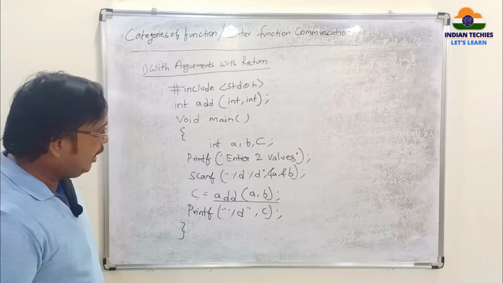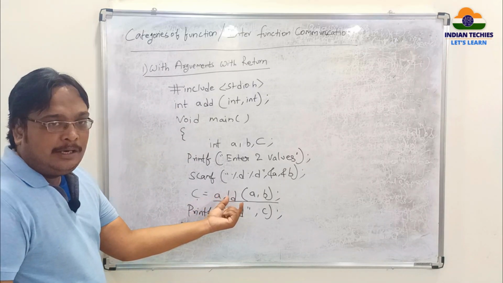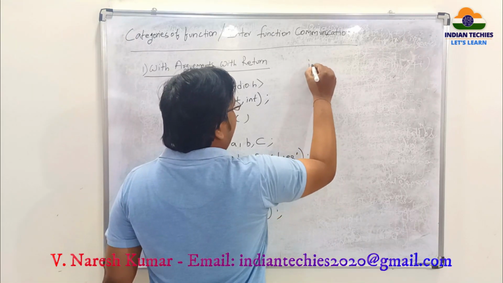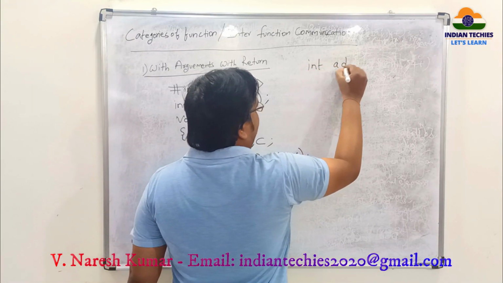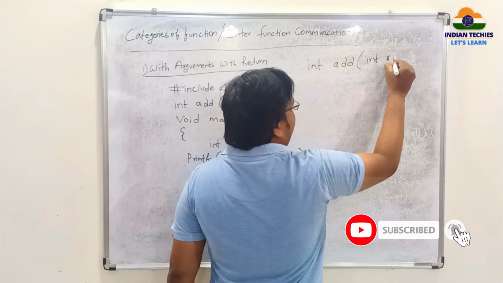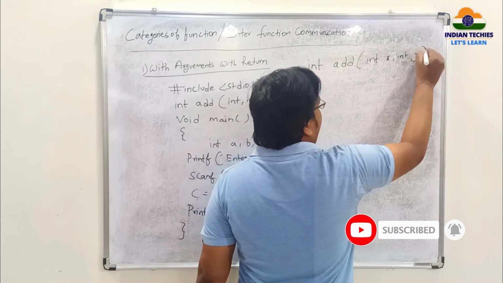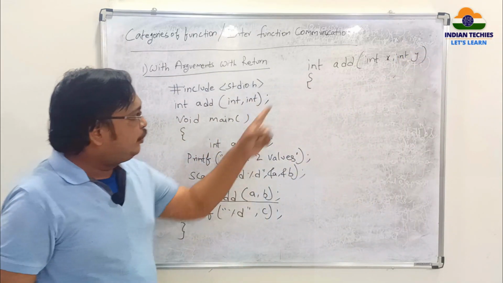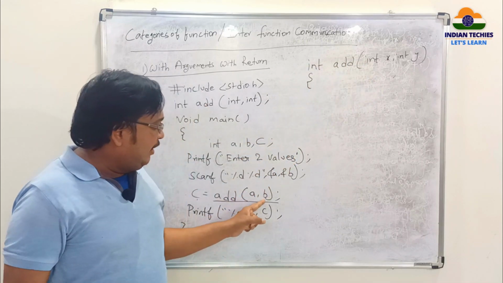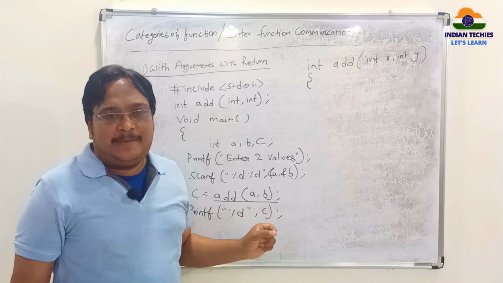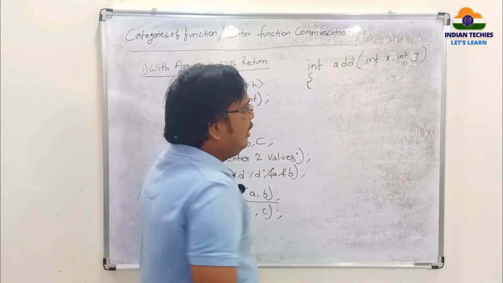Remember. Now, how does this function execution have to be done? Let's see the definition. That is int add. Since it is a definition, you compulsorily have to write the names. I am writing int x, int y. Now, this a value goes and stores in x. This b value goes and stores in y. Now, the inputs a and b are stored in x and y.